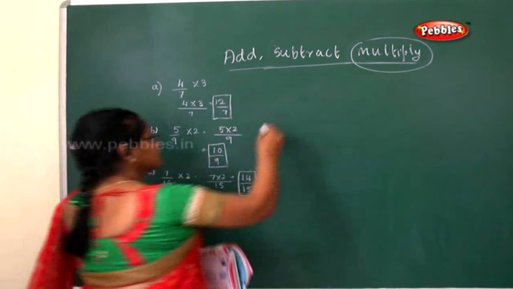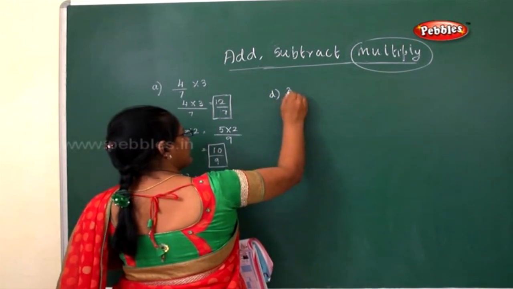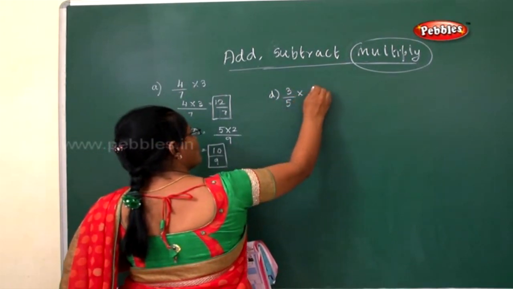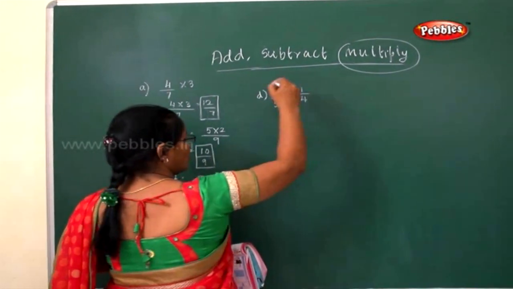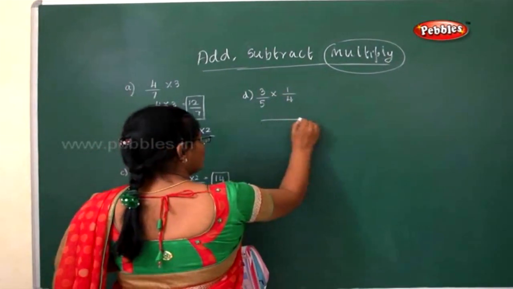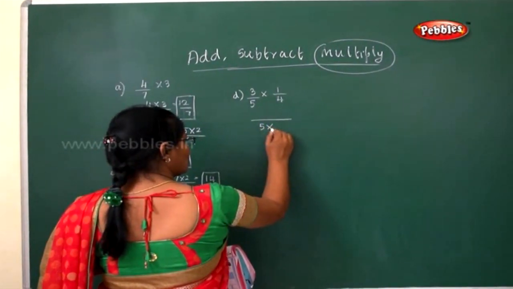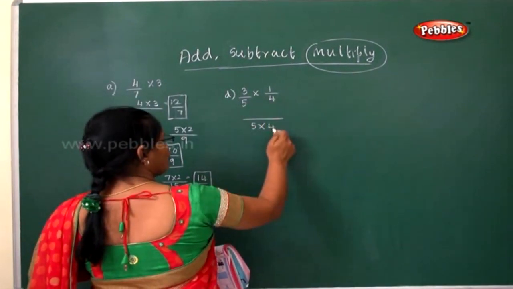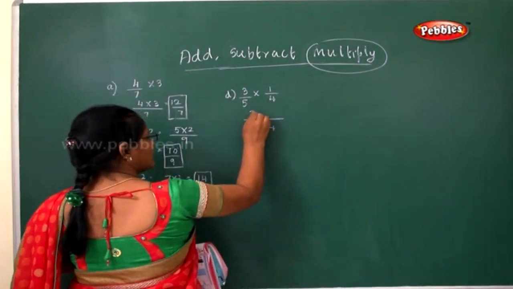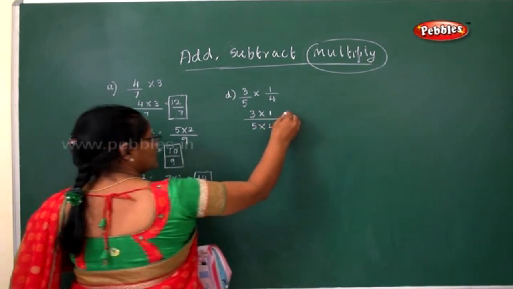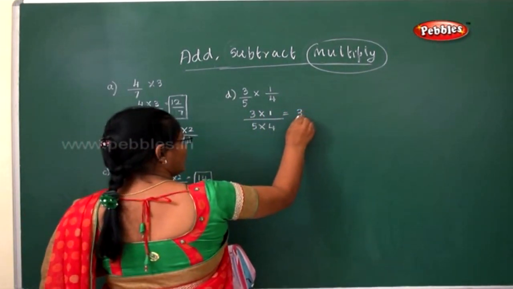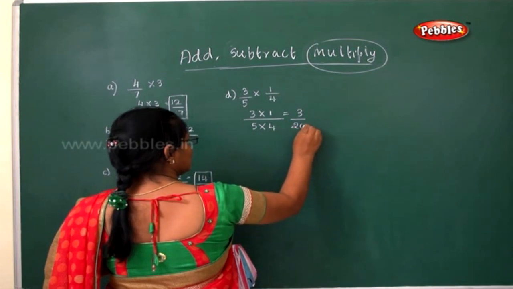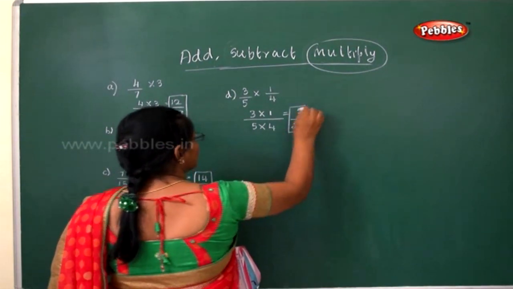Now next sum is 3 by 5 into 1 by 4. Now what did I teach you? There you have to write 5 into 4 here because the denominators are different here. So you write 5 and 4 here and multiply. Same the numerator here, again 3 and 1. Now what is 3 1s? 3. And what is 5 4s? 20. So this is how you have to multiply.